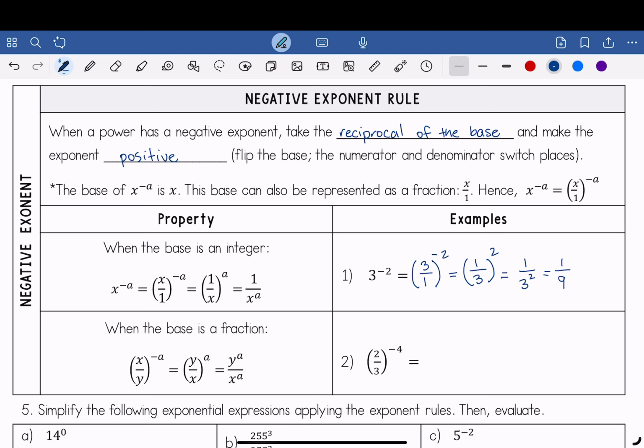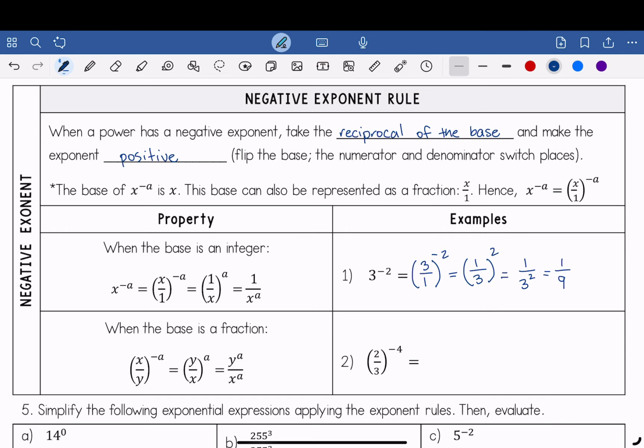Now let's look at the next example here. When the base is a fraction, so there's a number in the numerator and the denominator, you're essentially doing the same thing, but instead of it being a 1, you now have a number, so other than 1. So the x switches places, y switches places, and then the a gets distributed to the numerator and the denominator.